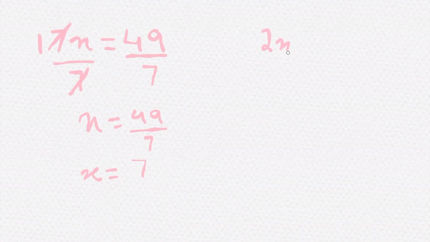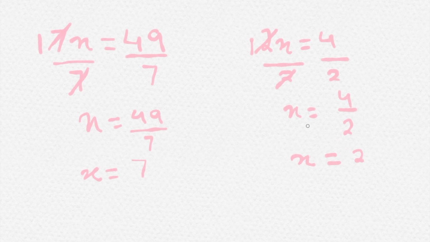Our next example will be 2x is equal to 4. The number in front of the x is 2. So 2 over 2 is equal to 1. Therefore, x is equal to 4 over 2. 4 over 2 is also equal to 2. So your final answer is x is equal to 2. Feel free to pause the video and try yourself.